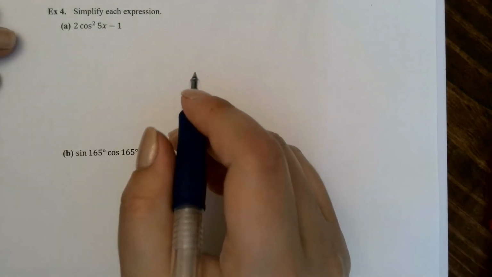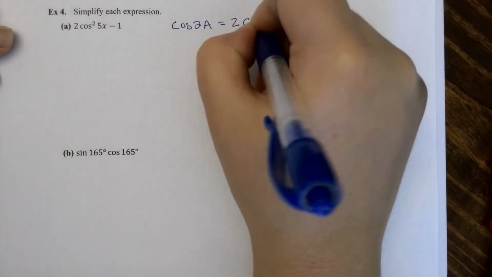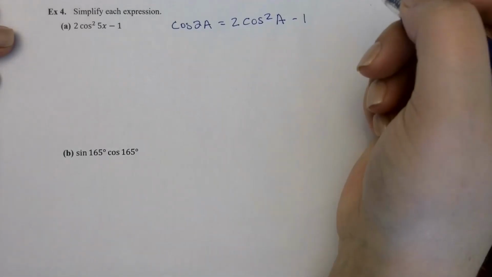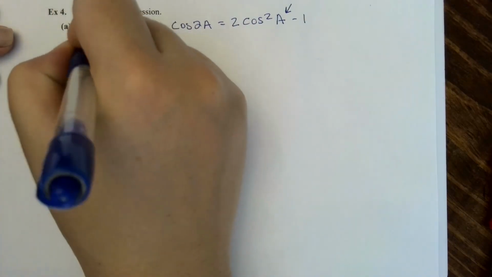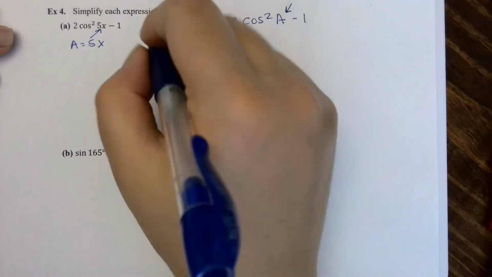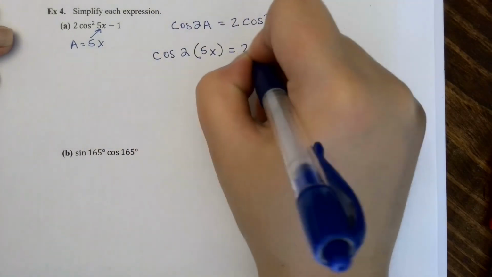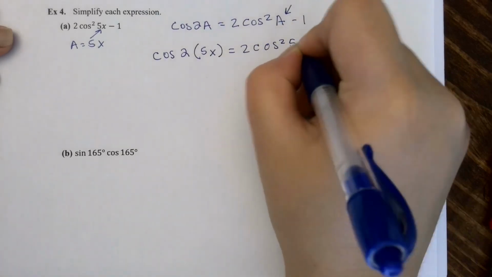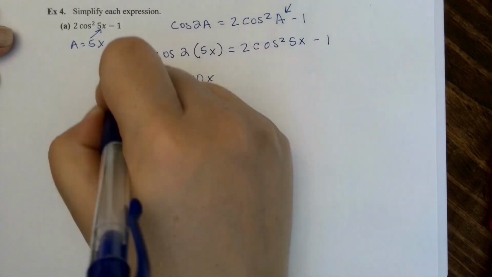Example 4, simplify each expression. So we have 2 cosine squared 5x minus 1. Okay, so the identity here, we have cosine 2a equals 2 cosine squared a minus 1. Okay, a in this case is 5x. So that means that we have cosine of 2 times a equals 2 cosine squared of a, which is 5x, minus 1. So that means that is equal to cosine of 10x.